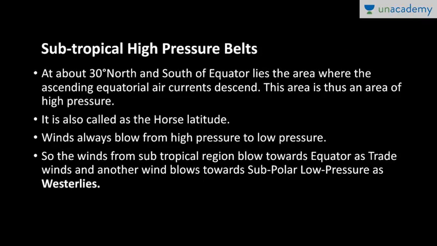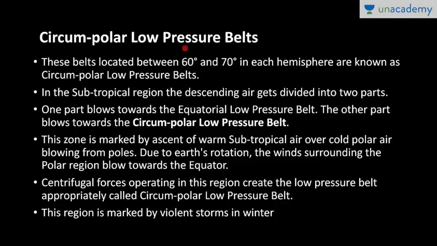Okay, now coming on to the subpolar or circumpolar low pressure belt, right? Now these are located between 60 to 70 degree in each hemisphere, right? Now what happens in this region? This zone is marked by ascent of warm subtropical air over cold polar air blowing from poles, right?